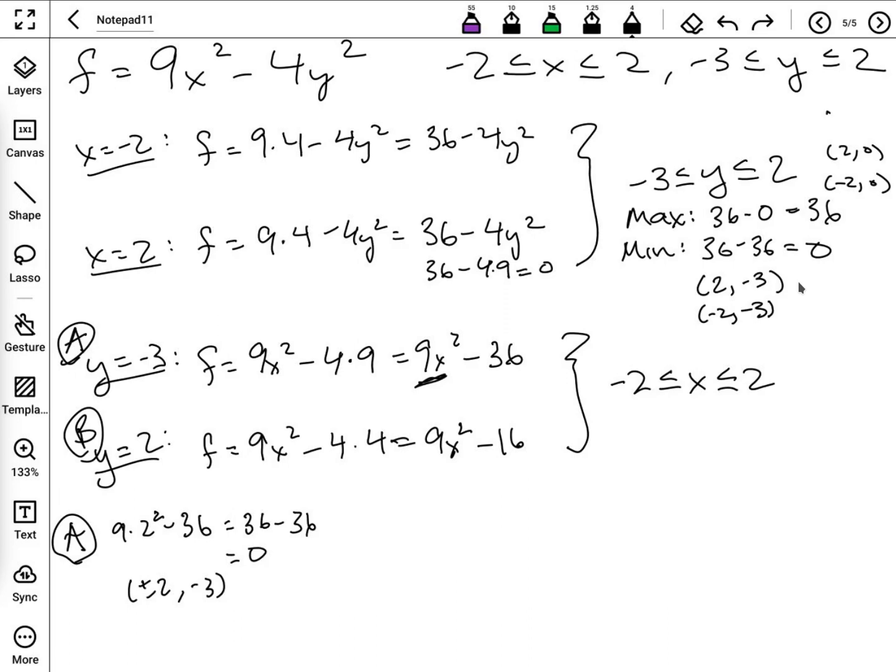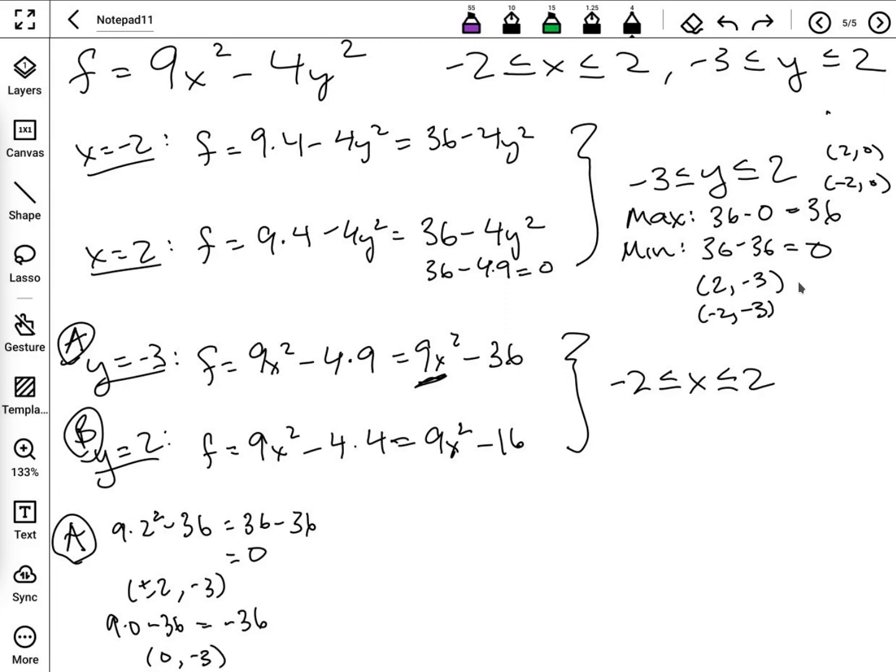If I want to make this value as small as possible, I just want to have as little to subtract from as I possibly can. I want this positive part to be as small as possible, that way the minus 36 can do as much as possible. That's going to happen when I plug in x equals 0, take away the positive part entirely. 9 times 0 minus 36 is just going to give me minus 36. And so this minimum is happening at 0, comma, minus 3.